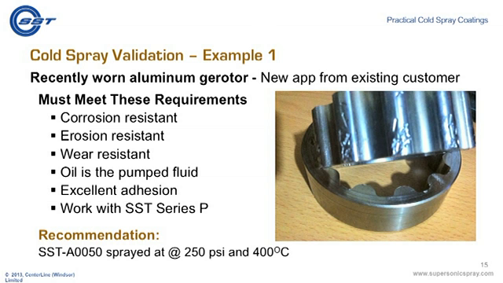The coating has to be corrosion resistant, erosion resistant, and wear resistant. And for those of you who know how G-rotors operate, you can see why those three requirements would have to be met. Oil is going to be the fluid that's pumped through the mechanism. Obviously, the coating must have excellent adhesion, and it has to work with CenterLine's SST Series P equipment, which the customer already owns. We worked carefully with the customer looking at the application, and what we recommended was our SST AO50 aluminum powder, operating at a gun pressure of 250 psi, 400 degrees Celsius.